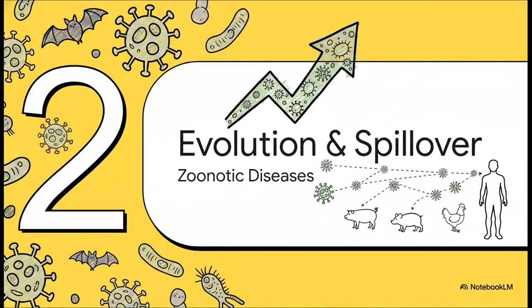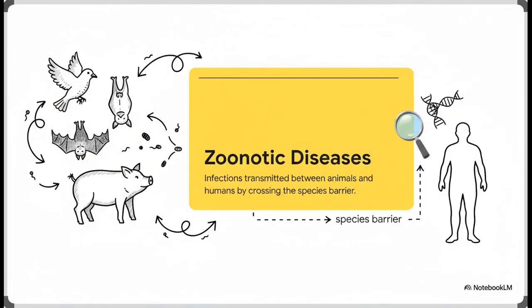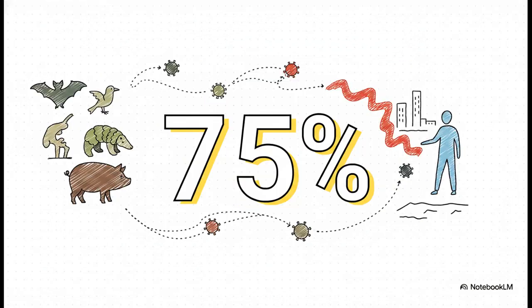Moving right along to Section 2, Evolution and Zoonotic Spillover. Okay, so the absolutely crucial concept to grasp here is zoonosis. What is that? Well, a zoonotic disease is simply an infection that transmits between animals and humans. But for a virus to actually cross that species barrier, say making the jump from a bat or a bird directly into a human, it requires some serious genetic adaptation. The pathogen basically has to evolve new traits, almost like picking new biological locks, to survive and thrive inside our unique human biology.